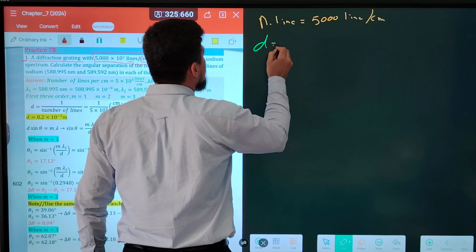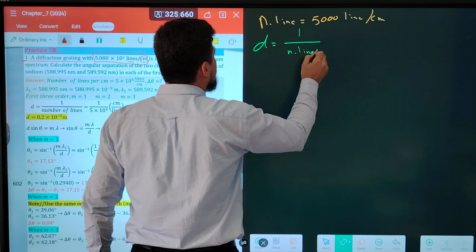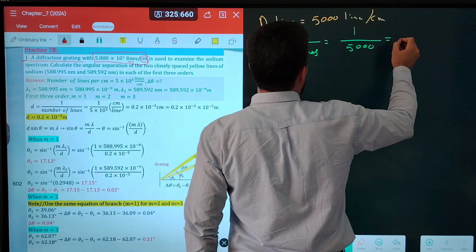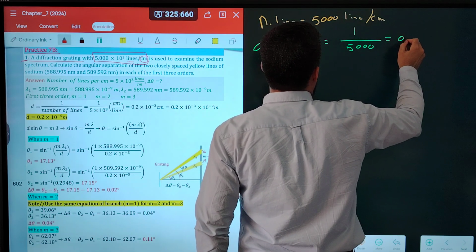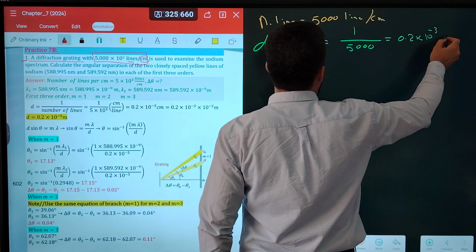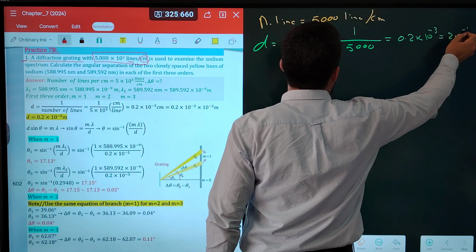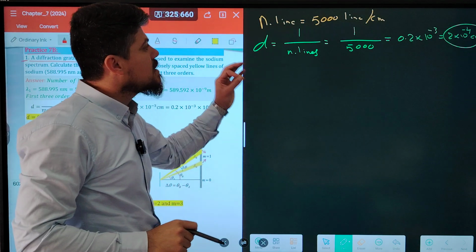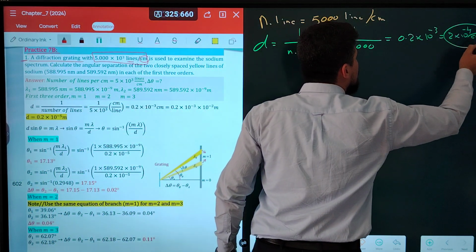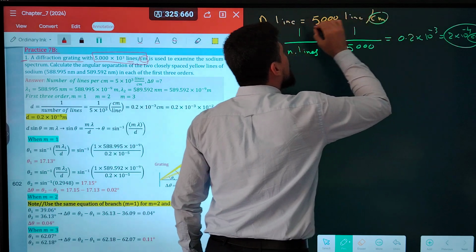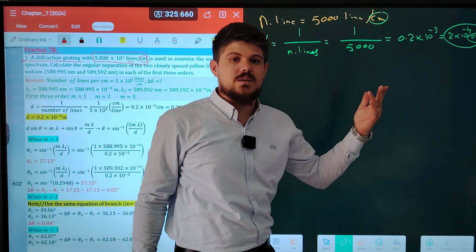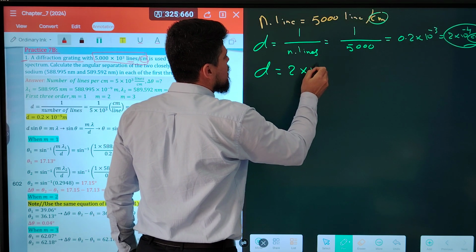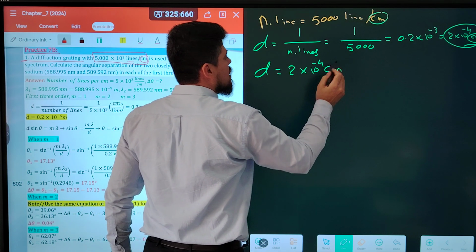d is equal to 1 over the number of lines, 1 over 5,000, which is 1 divided by 5, 0.2 times 10 to the power negative 3, or 2 times 10 to the power negative 4 what? Centimeter. This is the distance in centimeter. Why is d in centimeter? Because the number of lines was given in lines per centimeter. That is why this d is in centimeter. d is equal to 2 times 10 to the power negative 4 centimeter.